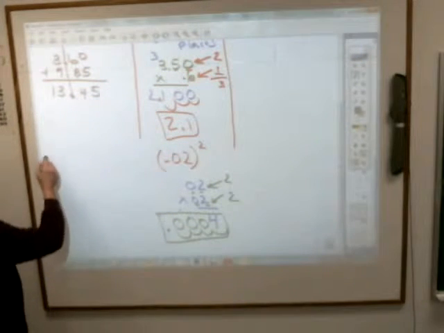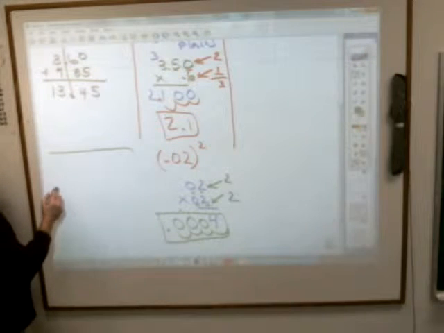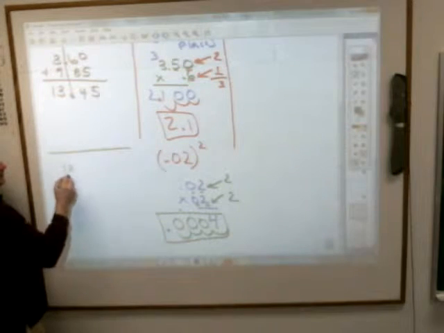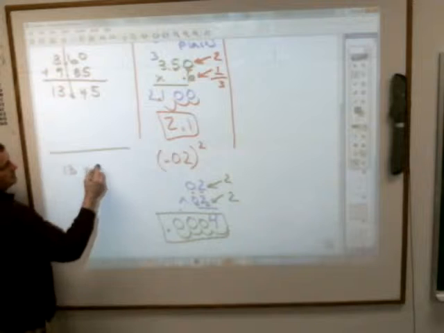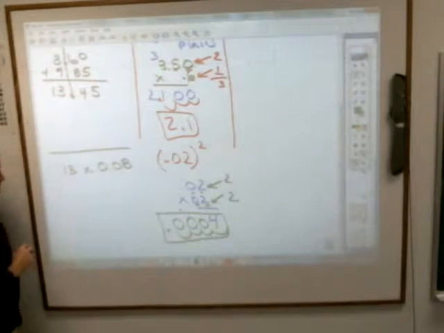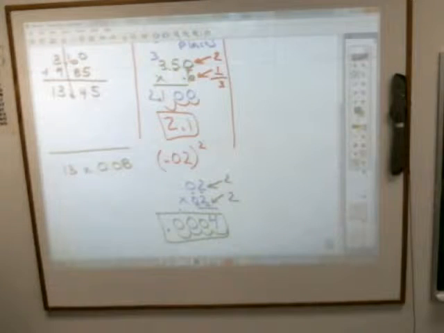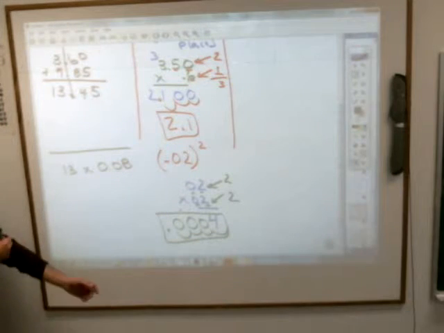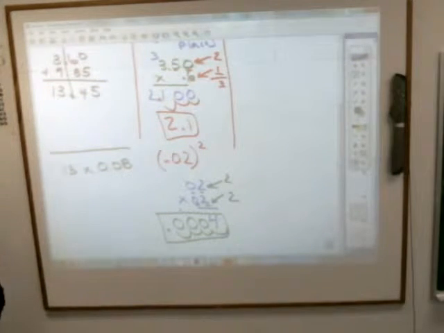All right, let me give you one more to do here. How about you do this one? 13 times 0.08, which in fact would be trying to figure out what is 8% tax on $13. Do that for me. 13 times 0.08.